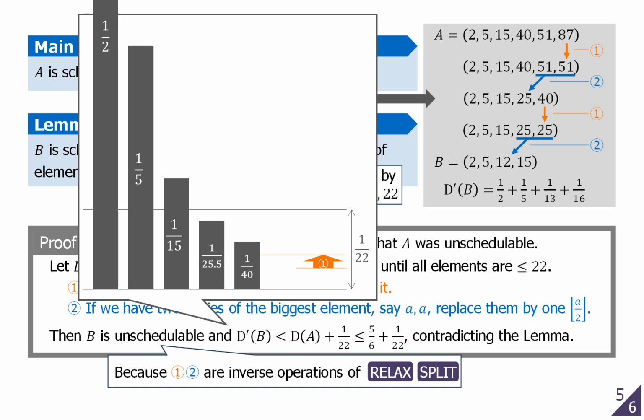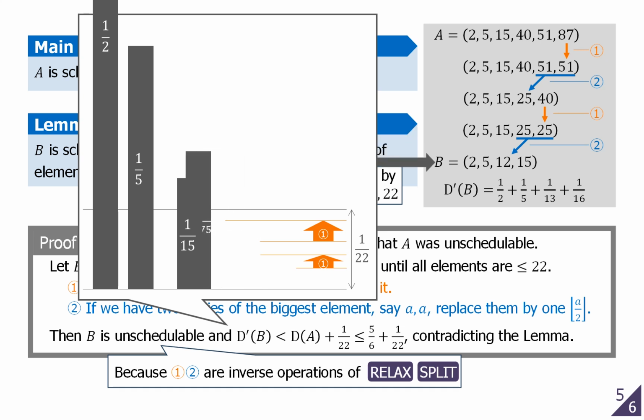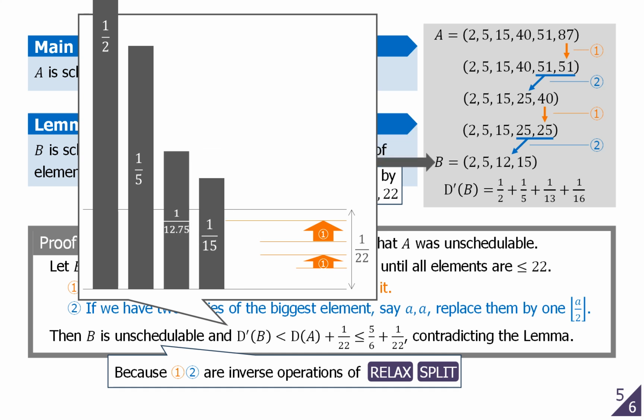The next application of operation 1 grows the lowest bar by that much, and once again operation 2 just combines two tasks without changing the density. So the total increase in density is indicated by these orange arrows combined, and hence is less than 1/22 as we claimed.